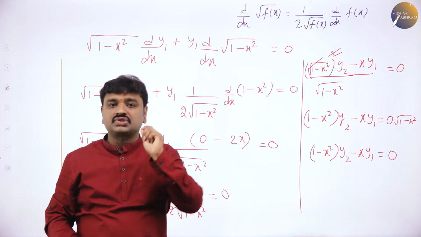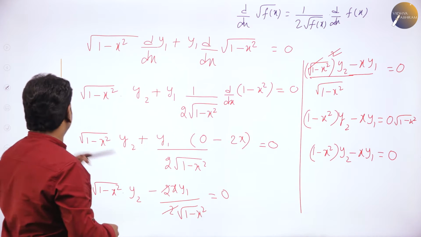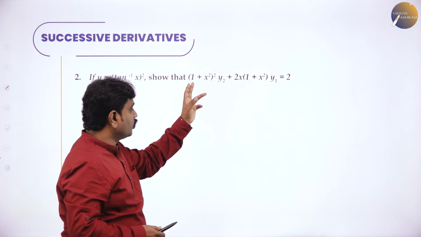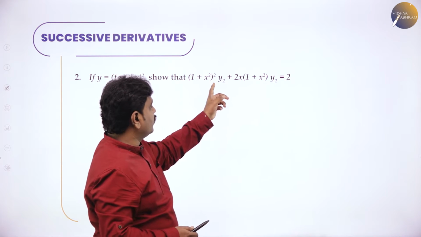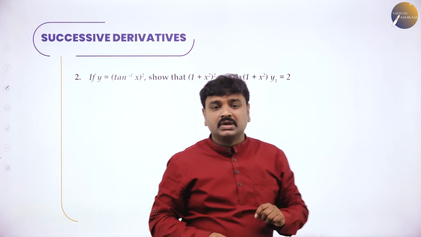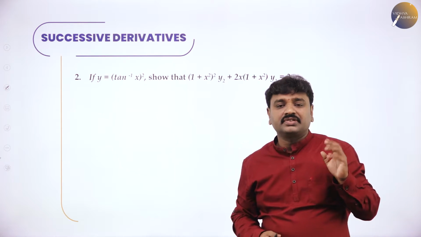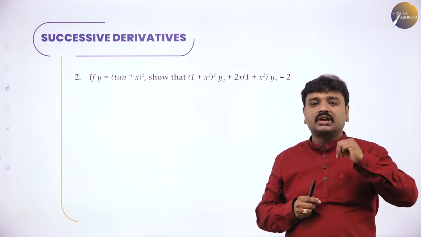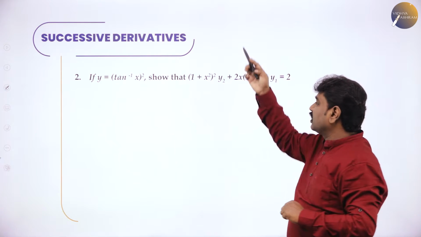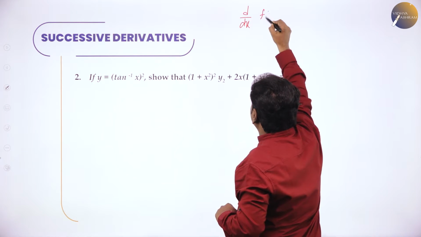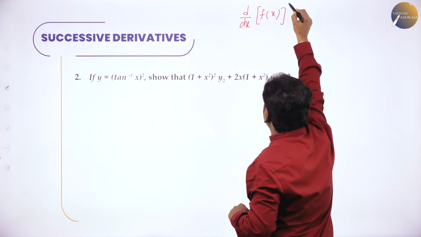I hope all of you understood this. Next, y is equal to tan inverse x the whole square. They want to prove 1 plus x square whole square y2 plus 2x into 1 plus x square y1 equal to 2. In every problem, my suggestion is, if you get a denominator, transfer it to the other side and make it a product and use the product rule. Here, the key for this is you should know the derivative of f of x power n. What is the derivative of f of x power n?